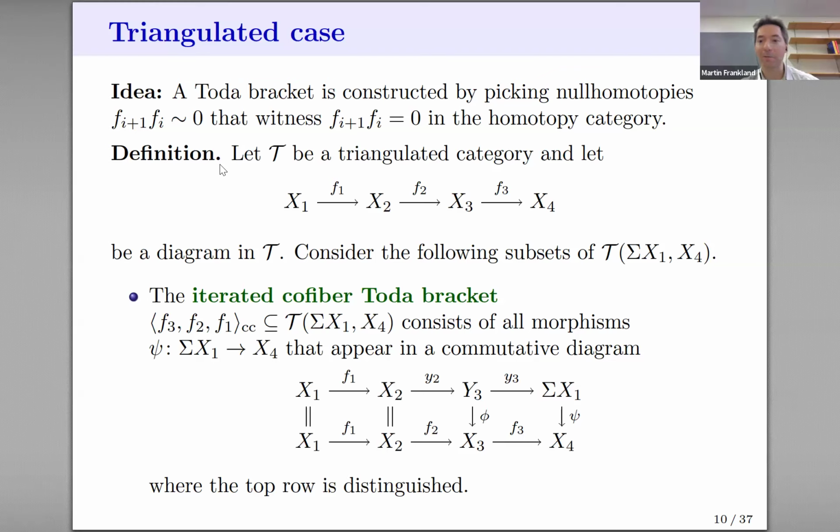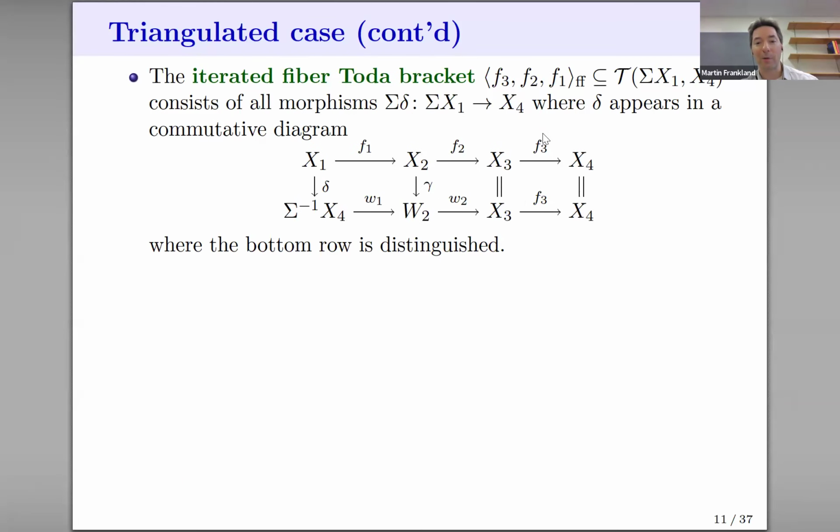All right, but why focus on F1? You can just dualize this construction, start from the end, F3, and then pick fibers. That's the iterated fiber Toda bracket. You focus your attention on F3, extend it to the left, and then witness the fact that F2 and F3 compose to 0 by picking a lift to the fiber of F3. That's the gamma right here that witnesses that F2 and F3 compose to 0. And then again, because F1 and F2 compose to 0, you're able to pick this further lift, delta. And then suspending that will give you an element of the Toda bracket.